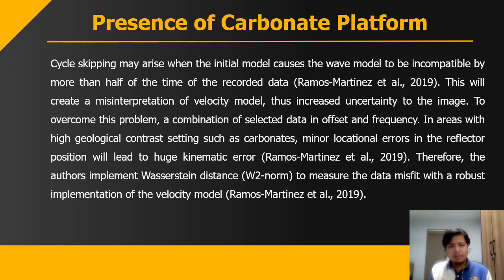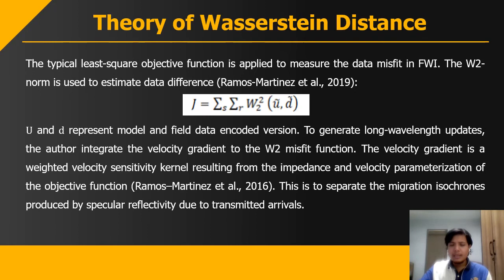To overcome this problem, a combination of selected data in offset and frequency is used. In areas with high geological contrast settings such as carbonate, minor locational errors in the reflector position will lead to huge kinematic error. Therefore, the authors implement the Wasserstein-type time distance (WT-norm) to measure the data misfit, with a robust implementation of the velocity model. Okay, now let's discuss a bit about the theory of the time distance.